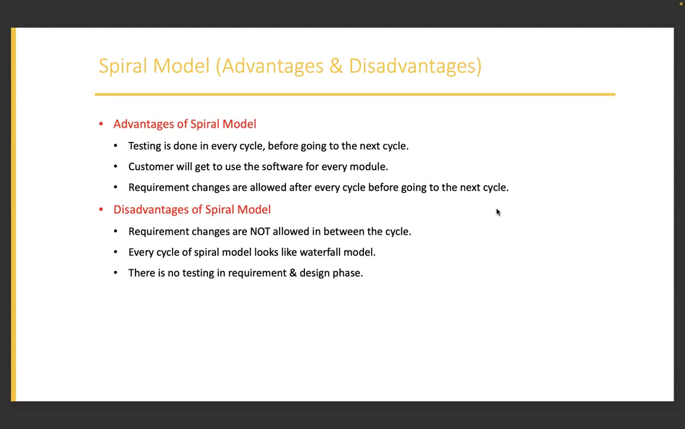Okay. Every single cycle of the spiral model will look like a waterfall model, guys. Okay. And over here in the requirement and design phase, guys, there will be no QA, there will be no testing. Testing will be only in the testing phase.